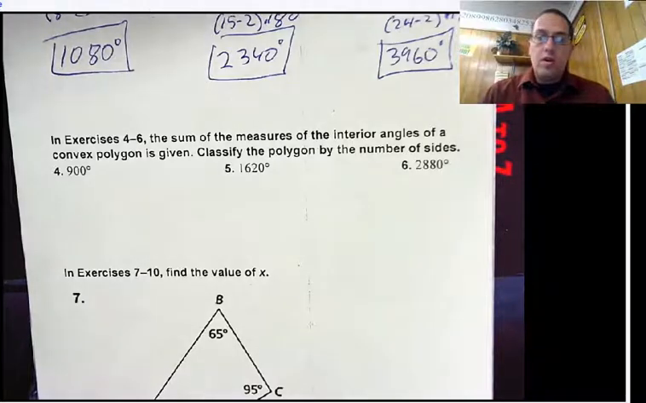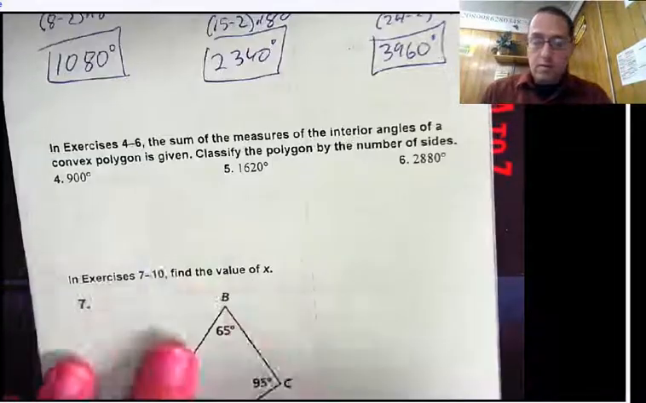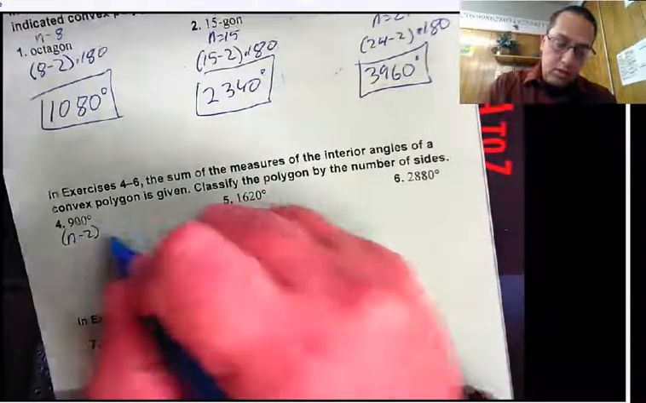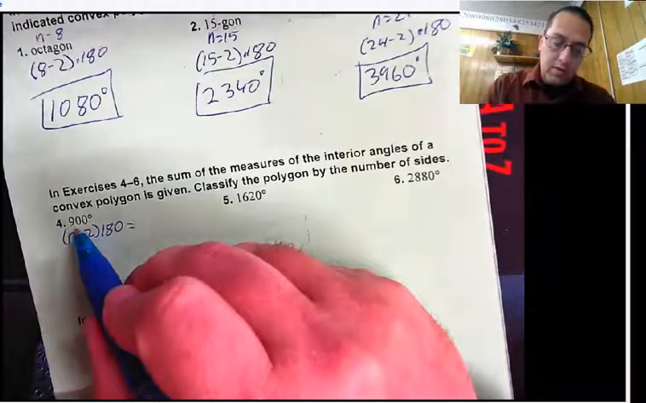So, in order to classify by the number of sides, that means we have to name this thing. Is it a quadrilateral? Is it a pentagon? Is it a hexagon? That's what it's asking for here. So that means we have to know how many sides it has. Well, we're going to take our same formula. N minus 2 times 180 equals the sum of our angles.